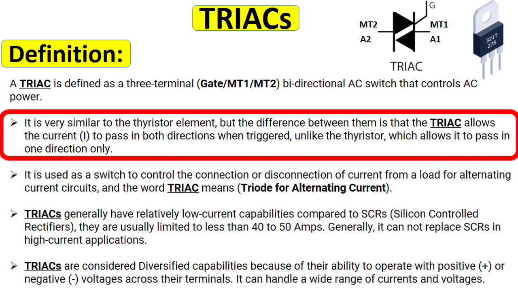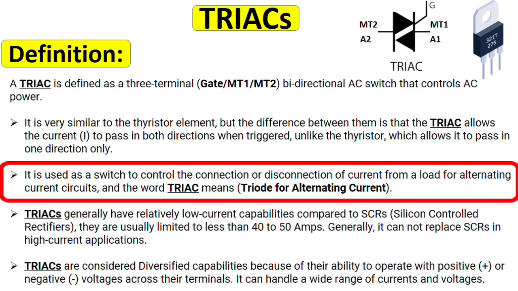It is very similar to the transistor element, but the difference between them is that the TRIAC allows the current to pass in both directions when triggered, unlike the transistor, which allows it to pass in one direction only. It is used as a switch to control the connection or disconnection of current from a load for alternating current circuits.